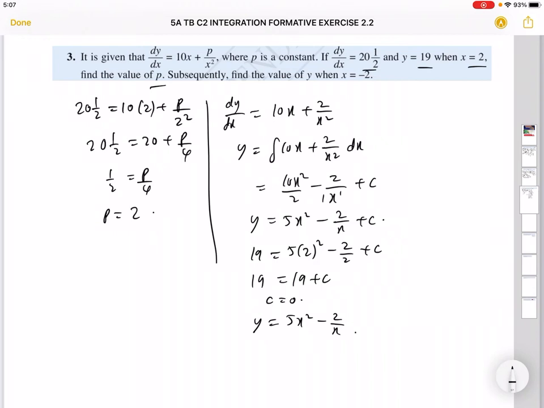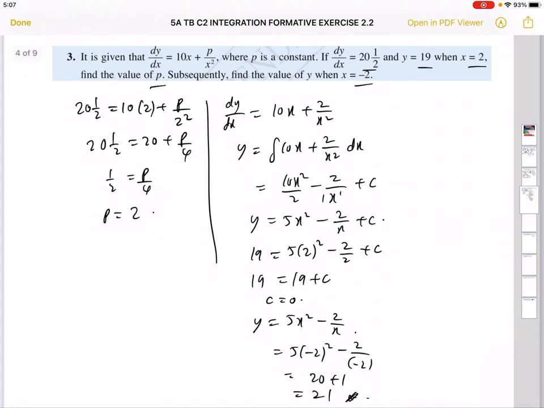And we're finding the value of y when x is minus 2. So you square it, divide it. So it's 20 plus 1. My y value will be 21. Okay? All right, I think this is not that difficult, right? Okay, let's move on to question number 4.